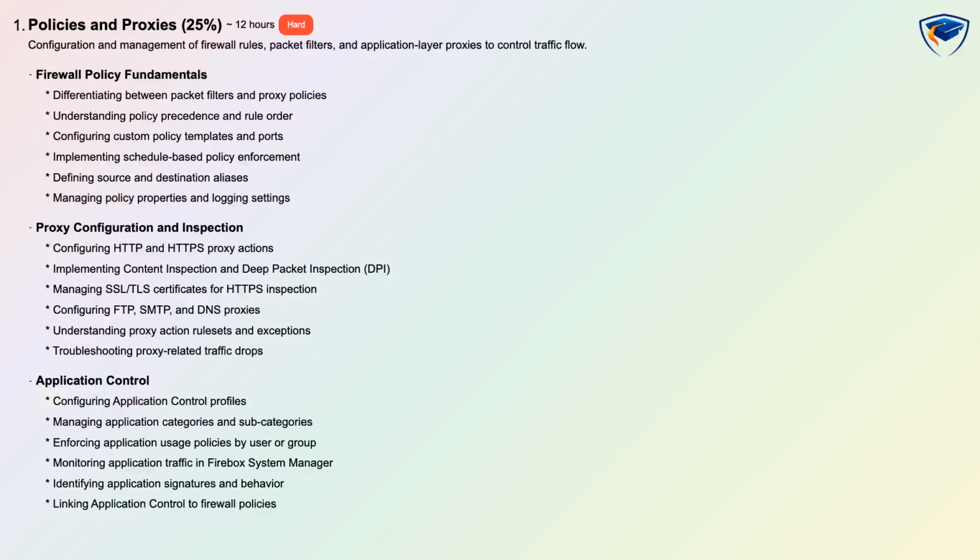You will also configure proxies and inspection for HTTP, HTTPS and other protocols, manage SSL/TLS certificates for HTTPS inspection, and perform deep packet inspection and troubleshooting for proxy-related traffic drops. Finally, application control covers creating profiles, managing application categories, enforcing usage by user or group, and linking application signatures to policies for effective traffic control.